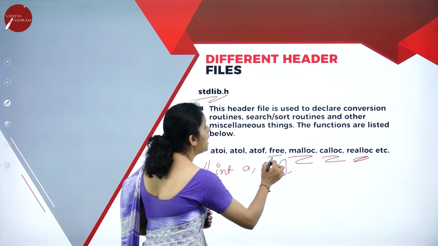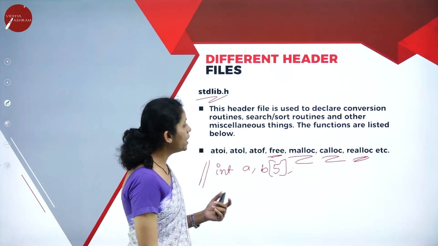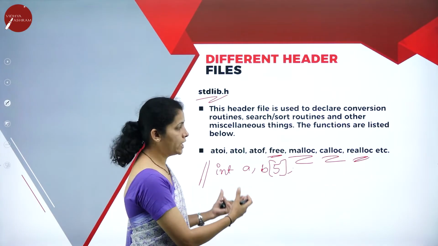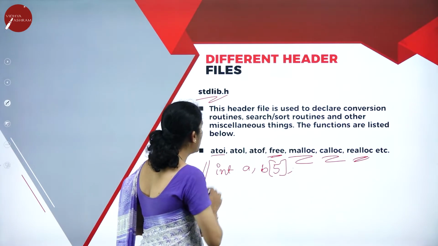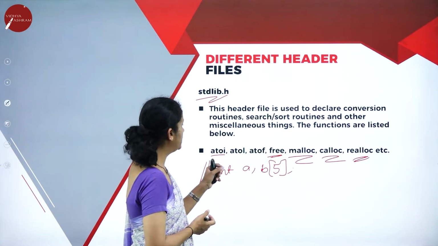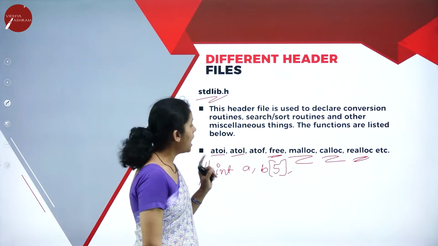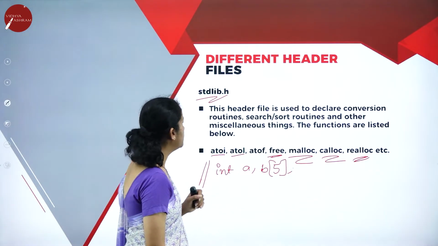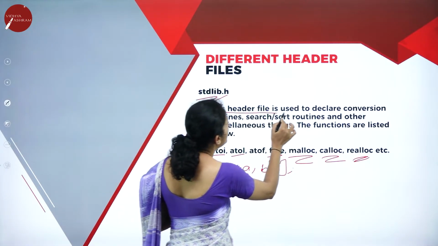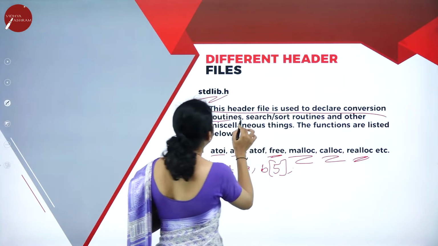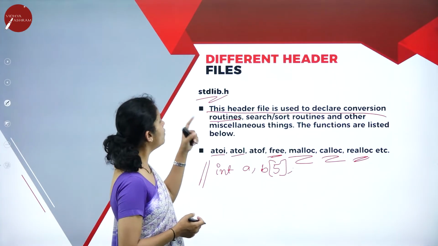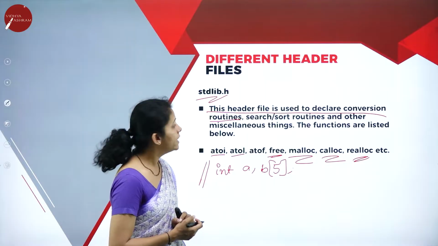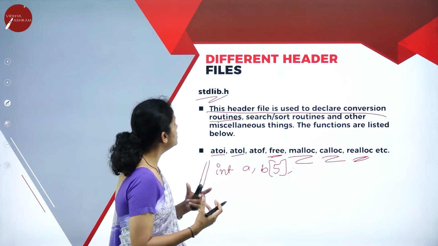Along with that, we have the free function. So what is free? That deallocates the memory location which was allocated. And what is atoi? That is alphabet to integer, atol is alphabet to long, atof is alphabet to floating point. So this header file is used to declare conversion routines. What is the need of stdlib.h? In order to declare conversion routines.